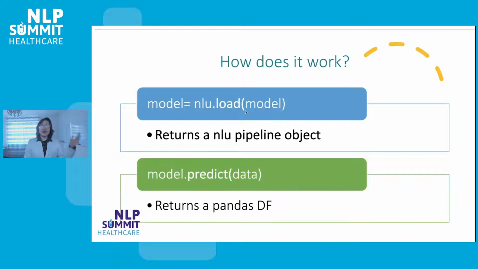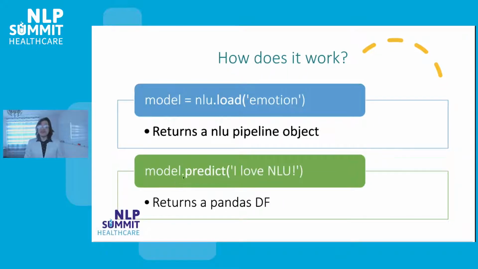And so how does it work? All you need to know is there are 2 methods. The NLU.load method, which takes a model name and returns to you a model object, and the model.predict method, which returns to you a pandas data frame.